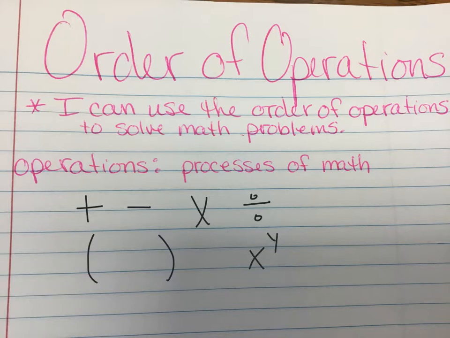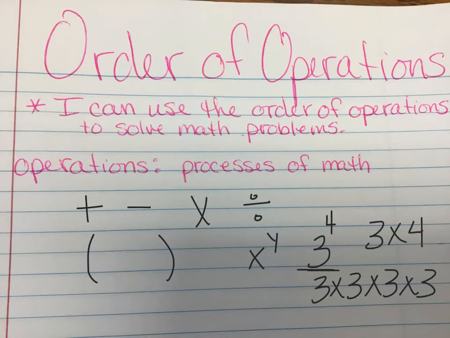Remember, exponents mean our base is our x, and our y is how many times we multiply it. So if we had 3 to the 4th, we would do 3 times 3 times 3 times 3. This is our base. It does not mean 3 times 4. No way, Jose. That will not work. It's 3 to the 4th. Go ahead and get this copied down. If you need more time, pause the video.